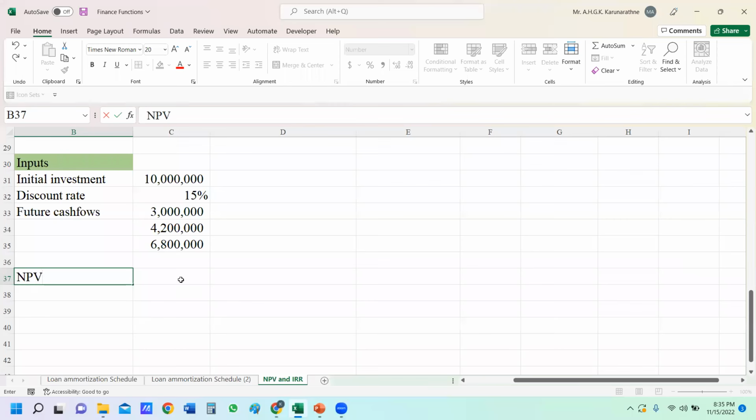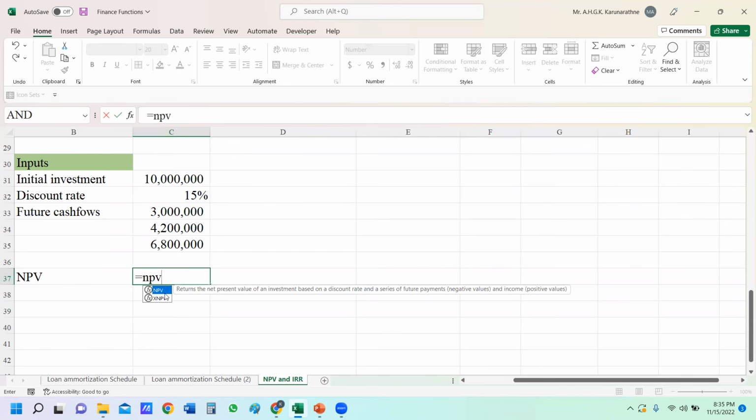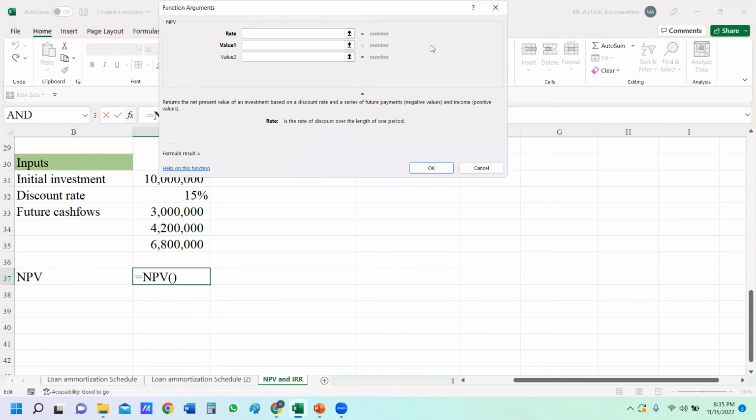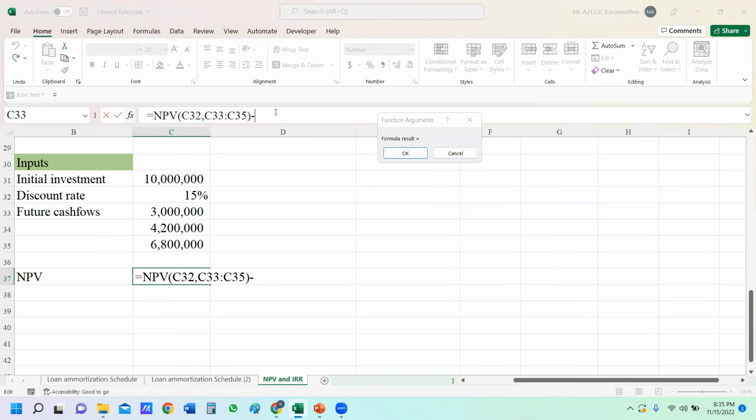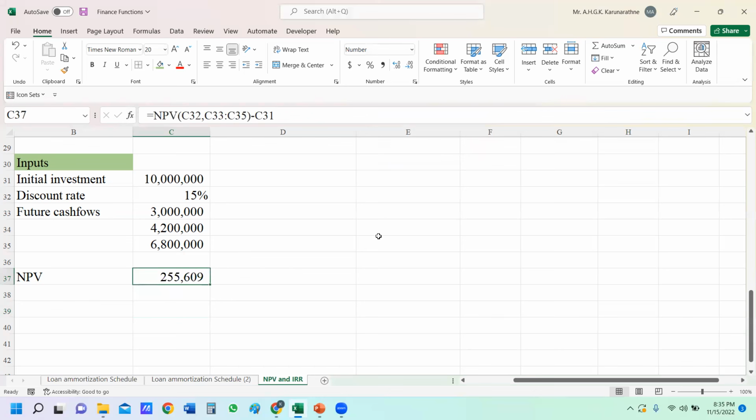NPV equals NPV, so the rate, then the values excluding the initial investment come here. This time the initial investment is a positive figure, so put a minus in front of this. Okay, so this is your NPV. I'm sure that you can compute, right? You can compute it.